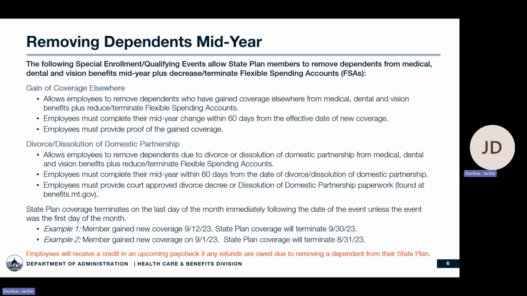Dependents removed due to divorce or turning age 26 will receive a COBRA offer to continue state plan coverage for up to 36 months. The COBRA offer will be sent once the dependent has been removed from the state plan. If the removal of the dependent changes the employee's benefit contribution amount, the employee may receive a credit in an upcoming paycheck for any benefit contributions deducted for the dependent's coverage.